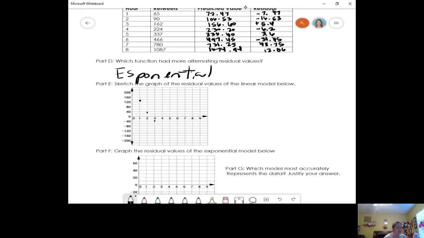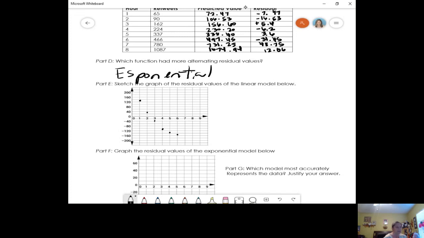4, negative 112. So if this is 120, it's going to be somewhere right there. 5, negative 133. So 120, it's 140, so it's probably right there somewhere. And at 6, negative 148. So this is 140, so it's going to probably be right there.